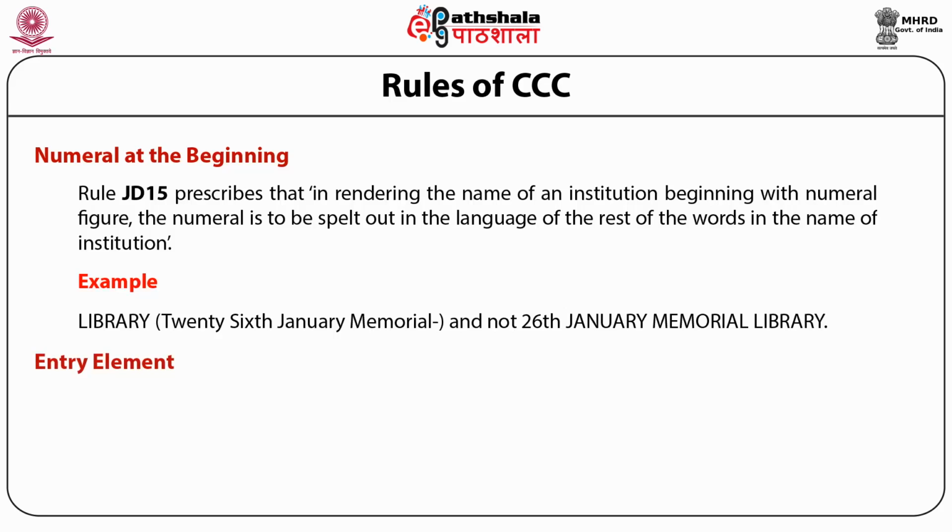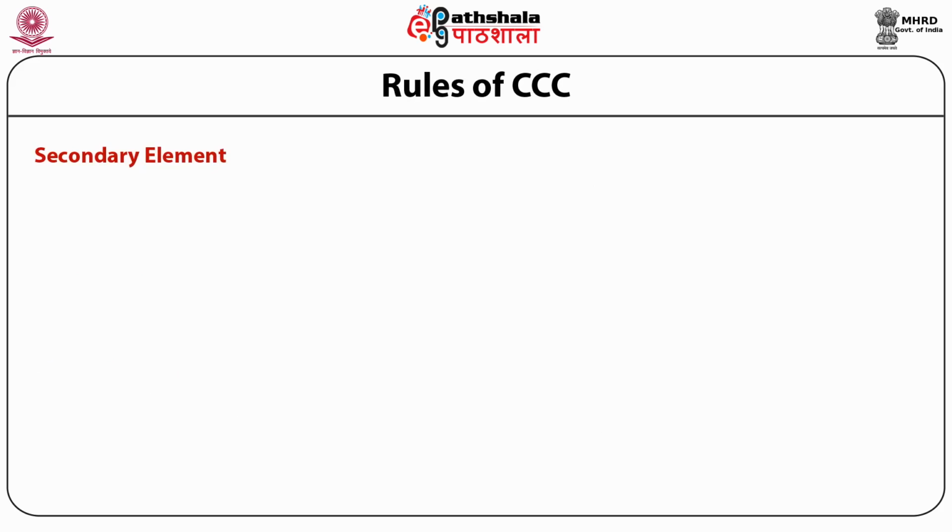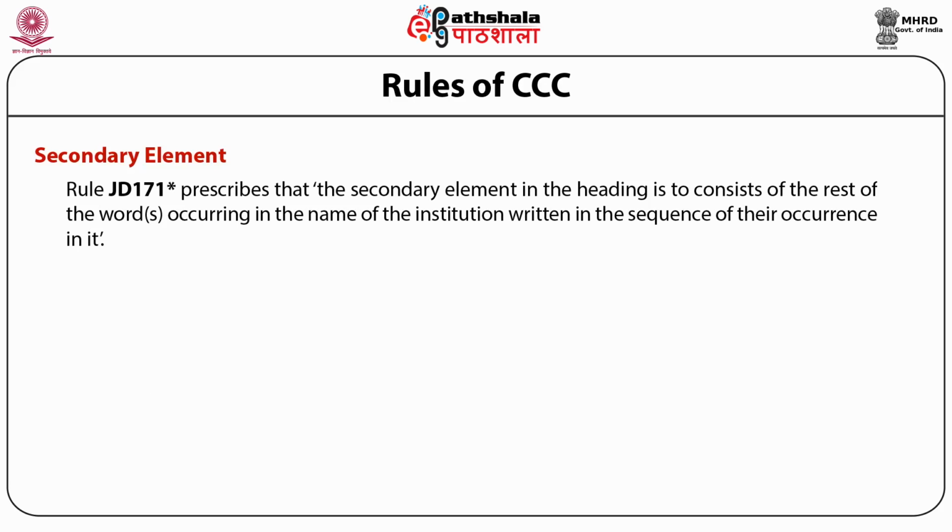Entry element. Rule JD17 prescribes that the entry element in the name of an institution in the heading of any entity is to consist of the word or word group denoting the subject or any other especially forming the purview of the institution in its singular nominative form. Secondary element. Rule JD171 prescribes that the secondary element in the heading is to consist of the rest of the words occurring in the name of institution written in the sequence of their occurrence in it.